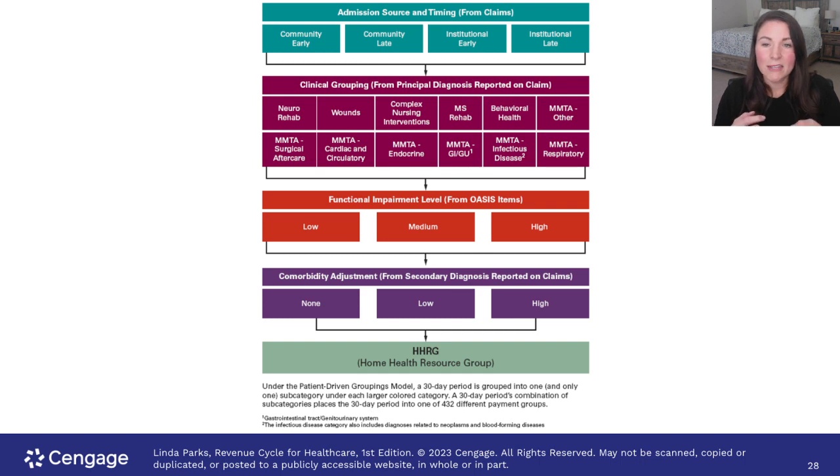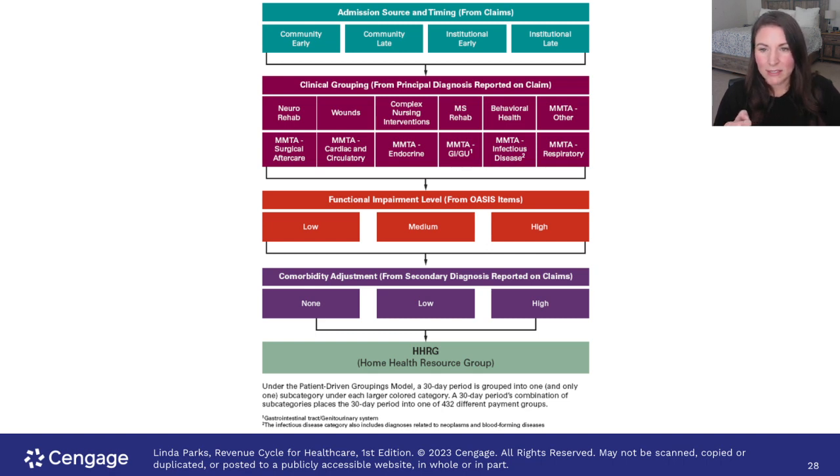The first step classifies each 30-day period into either community or institutional admission type, depending on what healthcare setting they were in before home health. The first 30 days are early, all other 30-day periods are late. The second step groups each 30-day period into one of 12 clinical groups based on their principal diagnosis. Like I just gave you the wound example. Those are all the other clinical groups there.